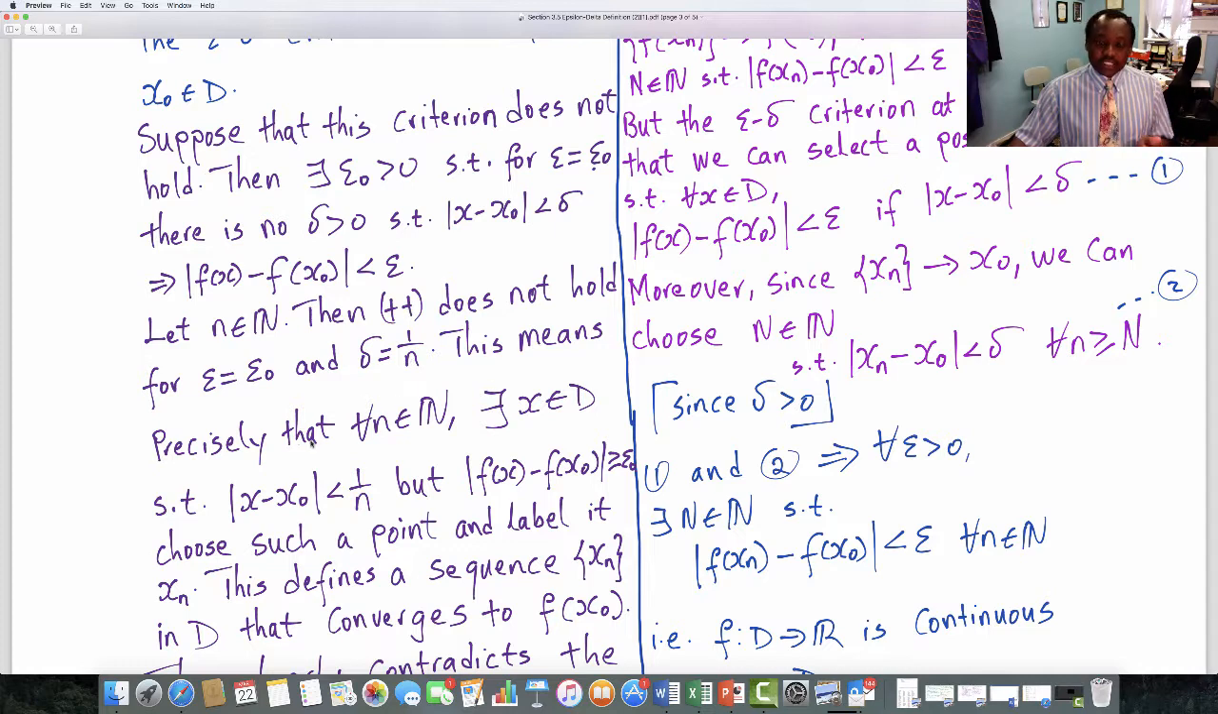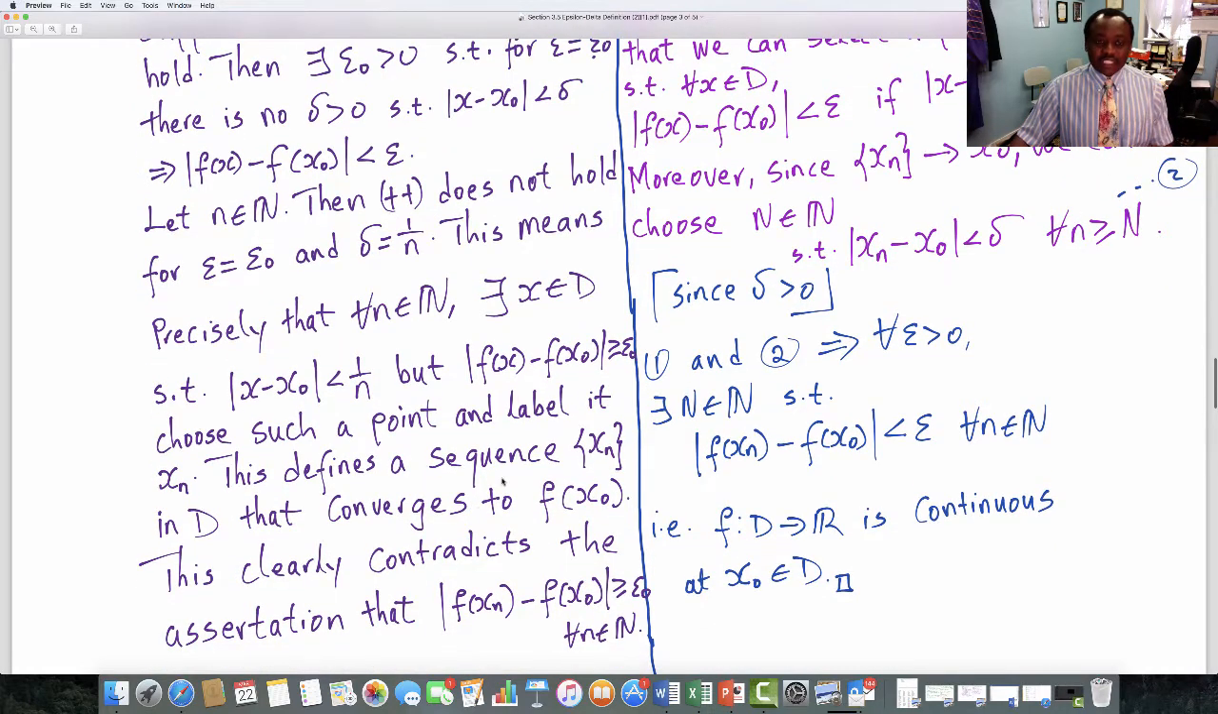This means precisely that for every natural number n, there exists an x in D such that the absolute value of x minus x0 is less than 1 over n, but the absolute value of f of x minus f of x0 is greater than or equal to epsilon naught. Choose such a point and label it xn. This defines a sequence xn in D that converges to x0.